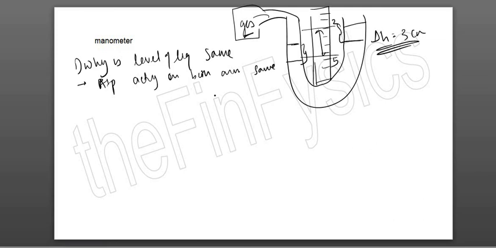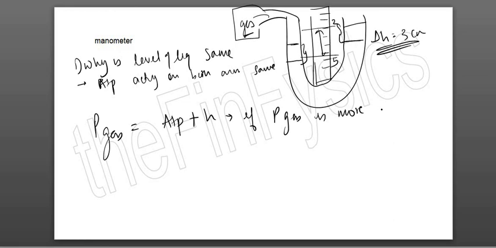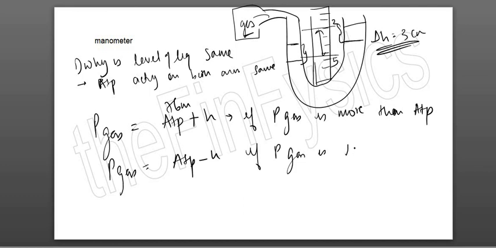Then they tell you to find out the pressure of the gas supply. Then you have to remember that pressure of gas is equal to atmospheric pressure plus this height. This is if the pressure of gas is more than atmospheric pressure. If it is less, then the pressure of gas is given by atmospheric pressure, which is 76 centimeter of mercury, minus the H. If the pressure of gas is less, they ask you this in MCQs for 1 mark.